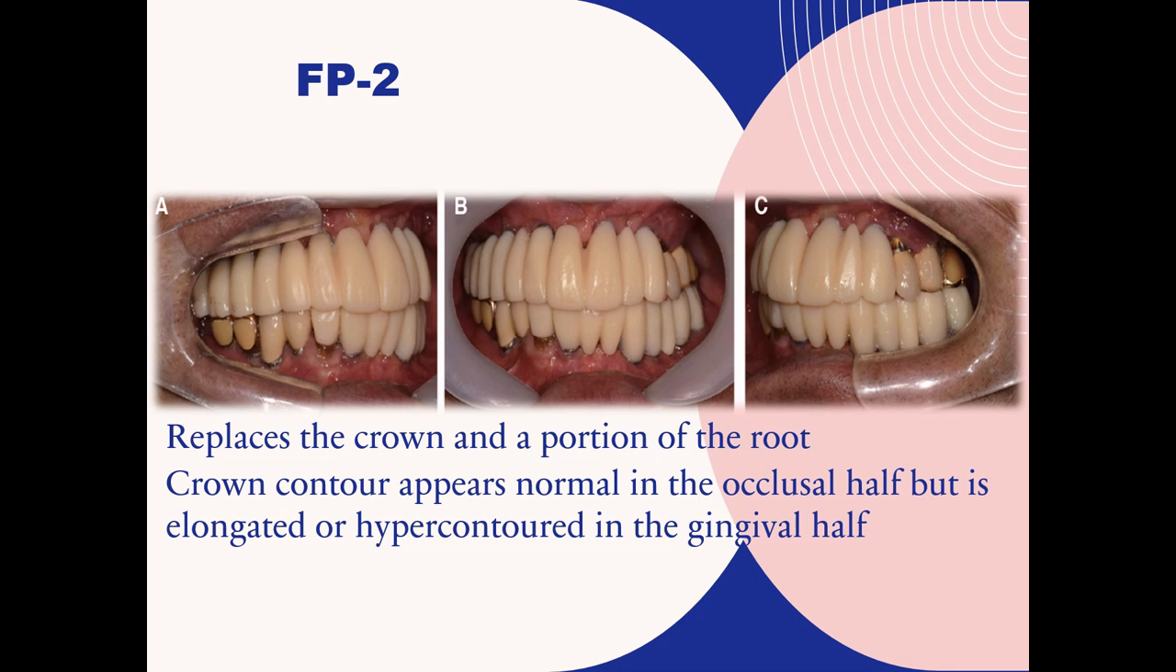And the volume and topography of the available bone are more apical compared to the ideal bone position, that is around 1 to 2 millimeter below the cemento-enamel junction. And an FP2 fixed prosthesis appears like a natural tooth which exhibits periodontal bone loss and gingival recession.